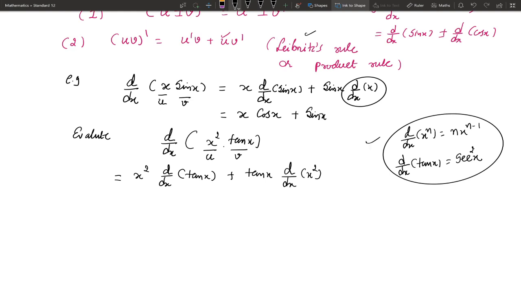Now use these two formulas. Again, u, that is x square, into derivative of v, that is tan x, plus tan x into derivative of the first one, that is x square. So now as it is, x square into derivative of tan x, sec square x, plus tan x into d by dx of x square, 2x. Now we take third result.